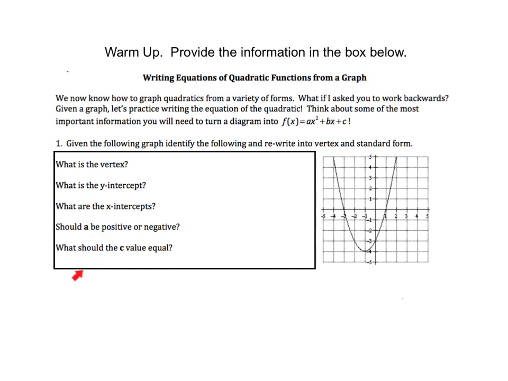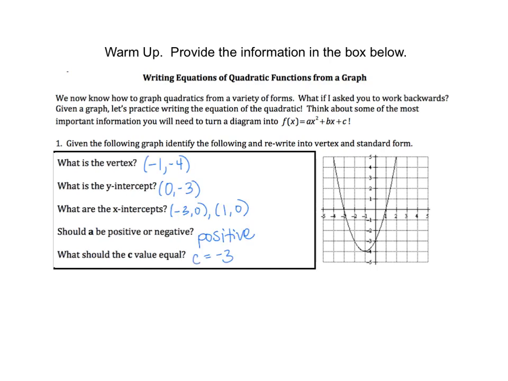Should a be positive or negative? And what should the value of c be based upon this graph? Press pause, and when you're ready for the answer, press play. So my vertex happens here at (-1, -4). The y-intercept is at (0, -3). And the x-intercepts are at (-3, 0) and (1, 0).